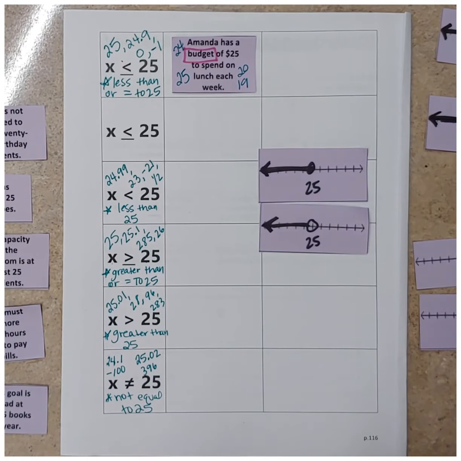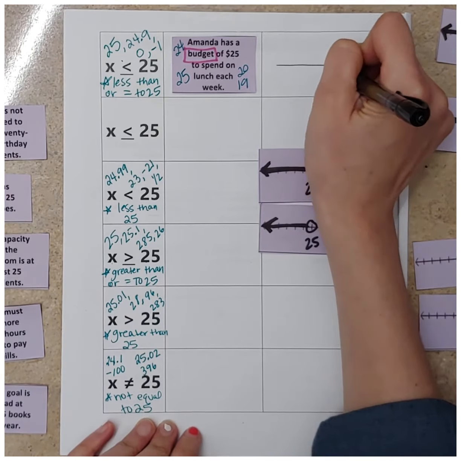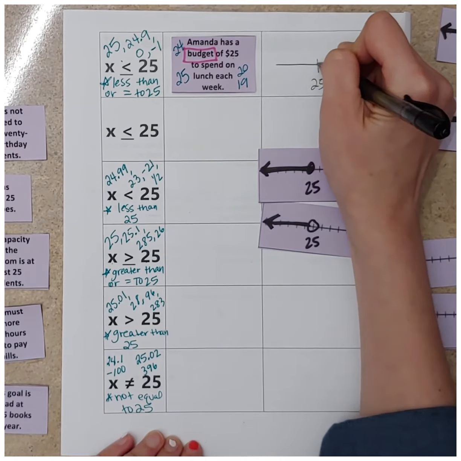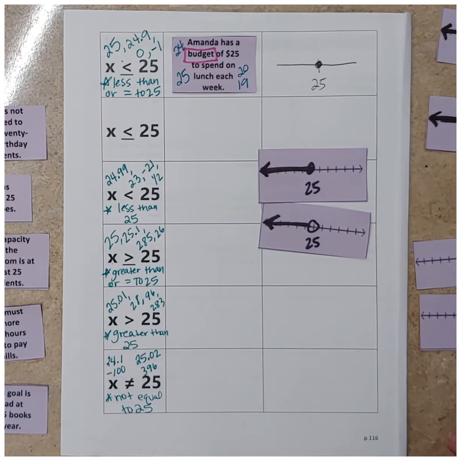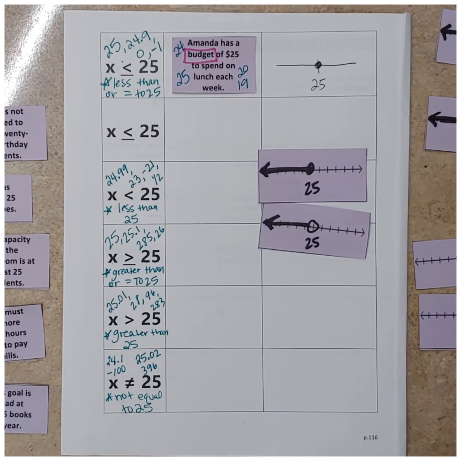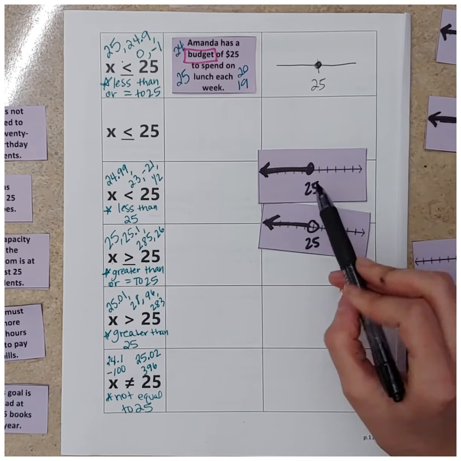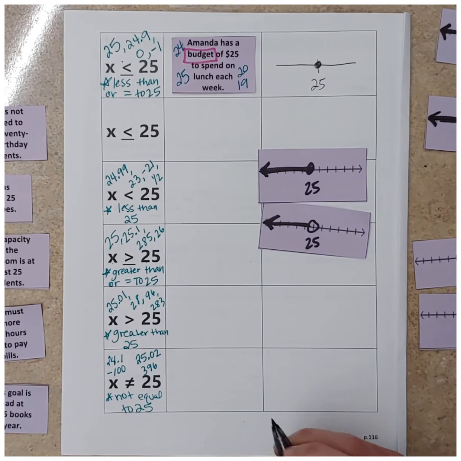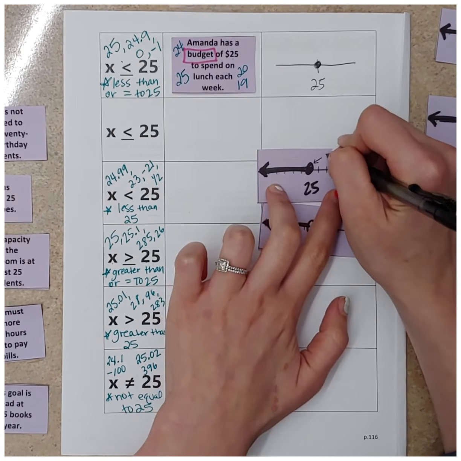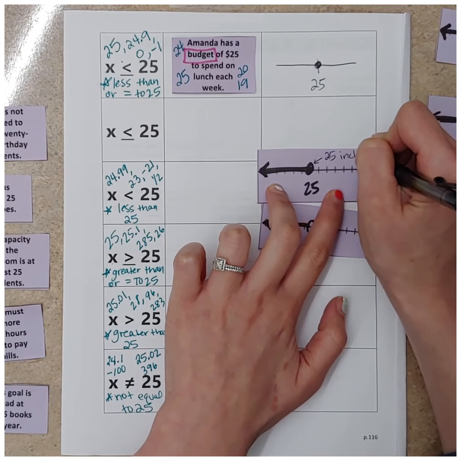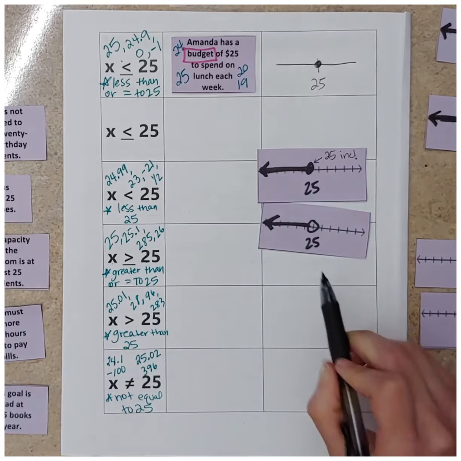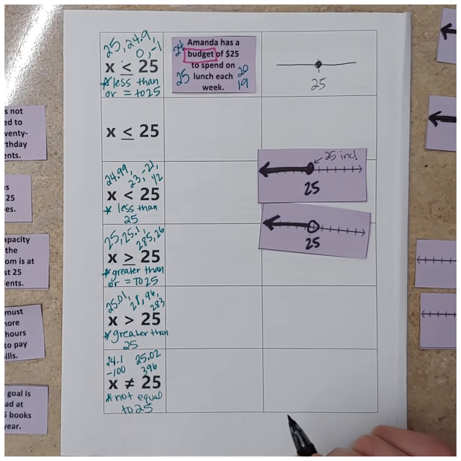Now I've got an open circle and a closed circle, and there is a big difference between the two. So I want you to think about, what would you do if I asked you to plot 25 on a number line? I'm willing to bet you would plot 25 and you would bubble in a circle, right? To show that you're including 25, right? 25 is what you meant to show. And that is the same concept we're going to apply here. My closed circle shows or equal to, that 25 is included. My open circle says that 25 is not included.